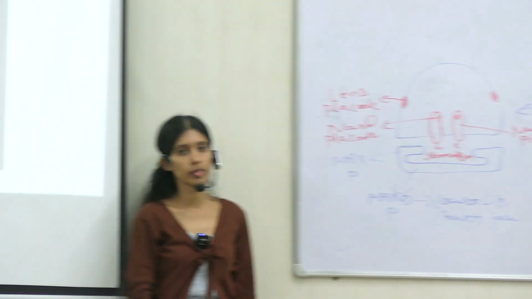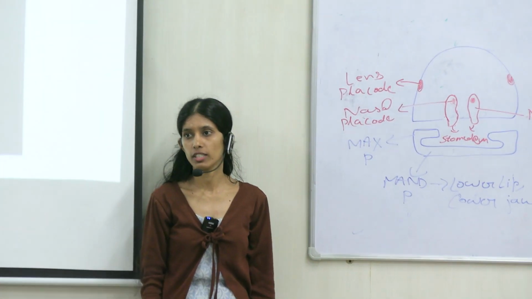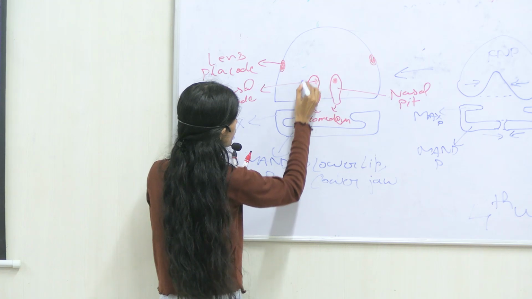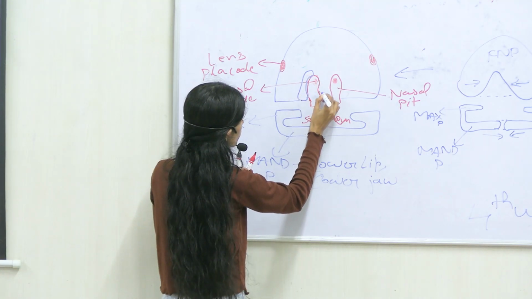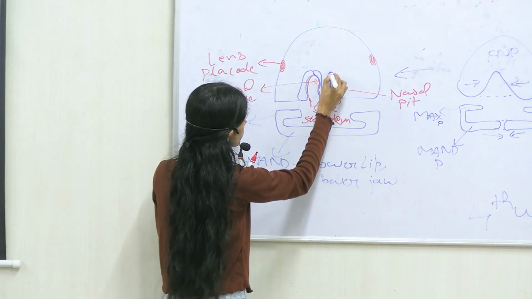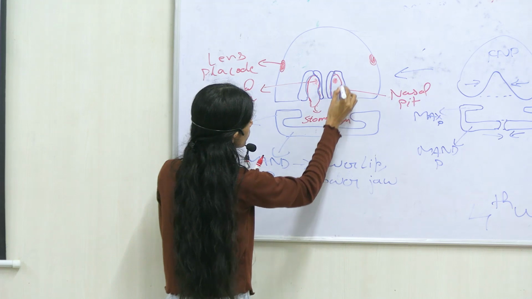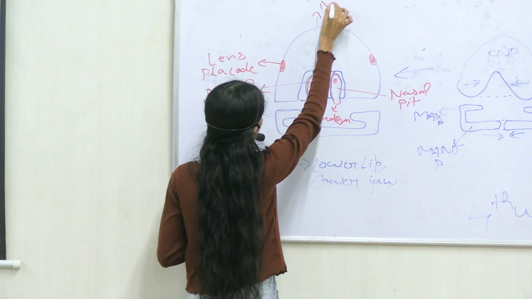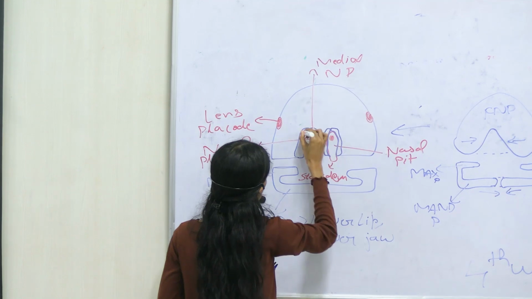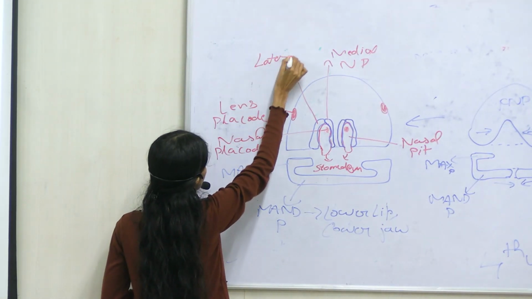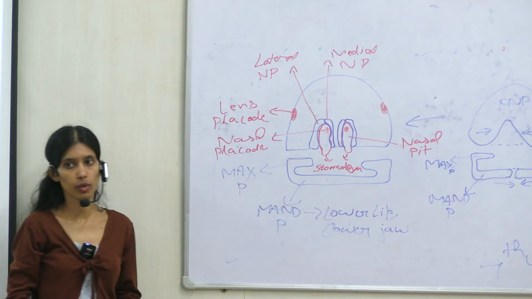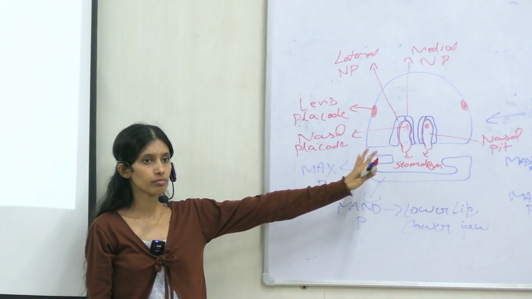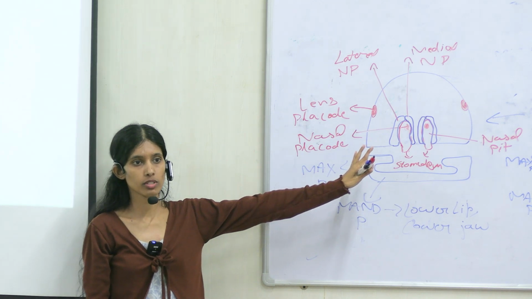Okay. Once the nasal pit formation takes place, there will be differentiation in your mesoderm region around the nasal pit. This is how the structure will look. Okay, these structures are very important. This part is called medial nasal process and this part is called lateral nasal process. Okay, these are a few important structures. Any doubts in this diagram? Any doubts? No doubts? Okay.